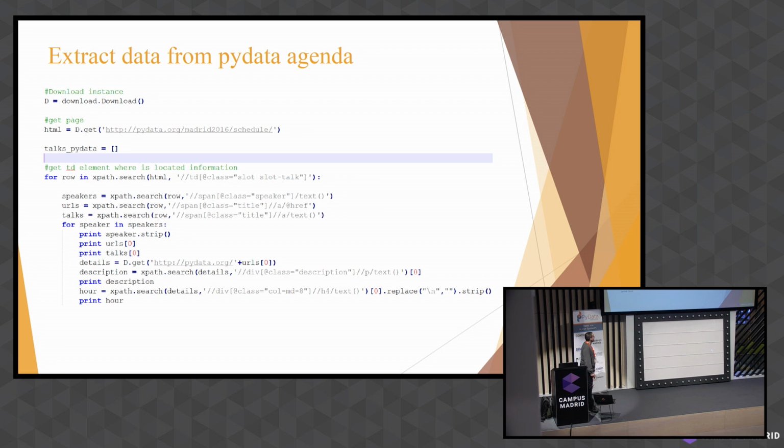This is the complete example where we instantiate the WebScraping instance. We make a request, and for each element located in the page, we extract the information that we want. In this case, first we recover the information about the speakers. It will be speakers with URLs and tools. It will be an array and a list. And for each speaker, we extract the detail page. We make another request to the detail page, and we obtain the description and the time.